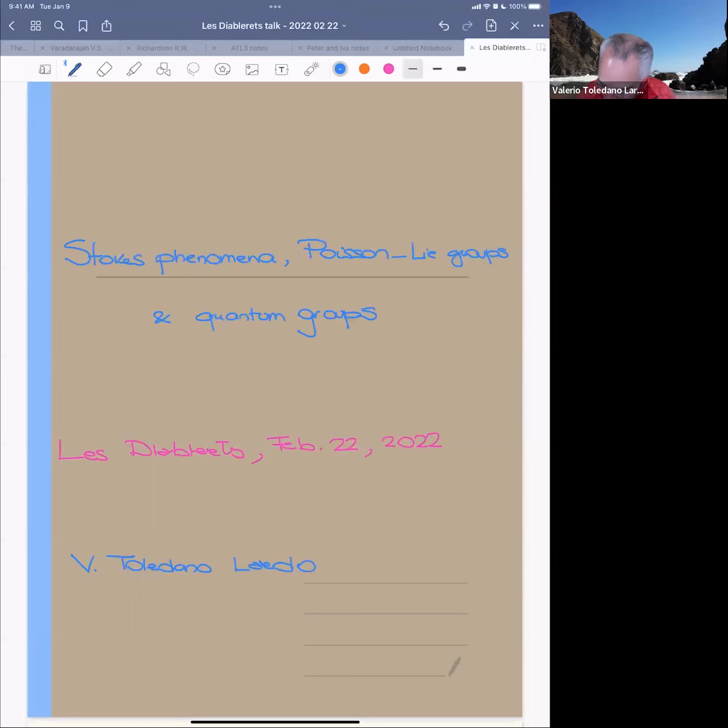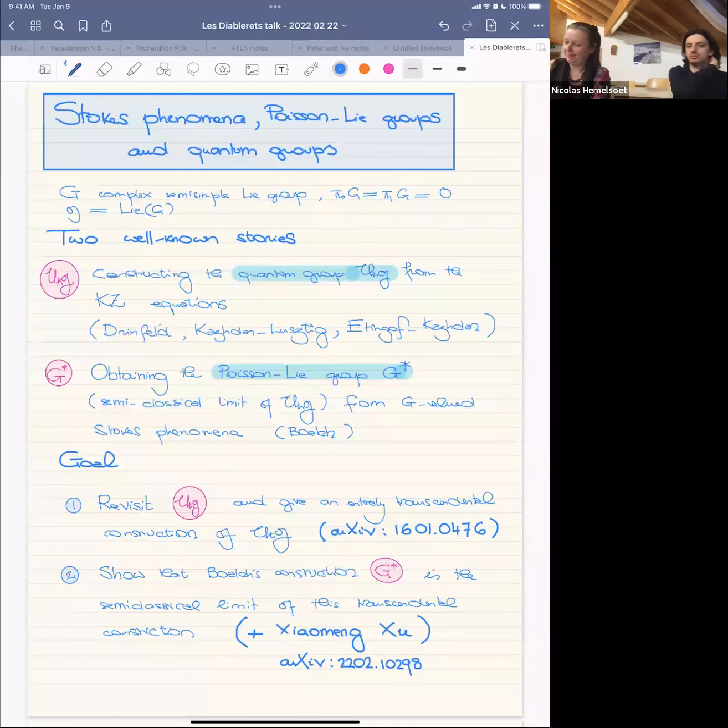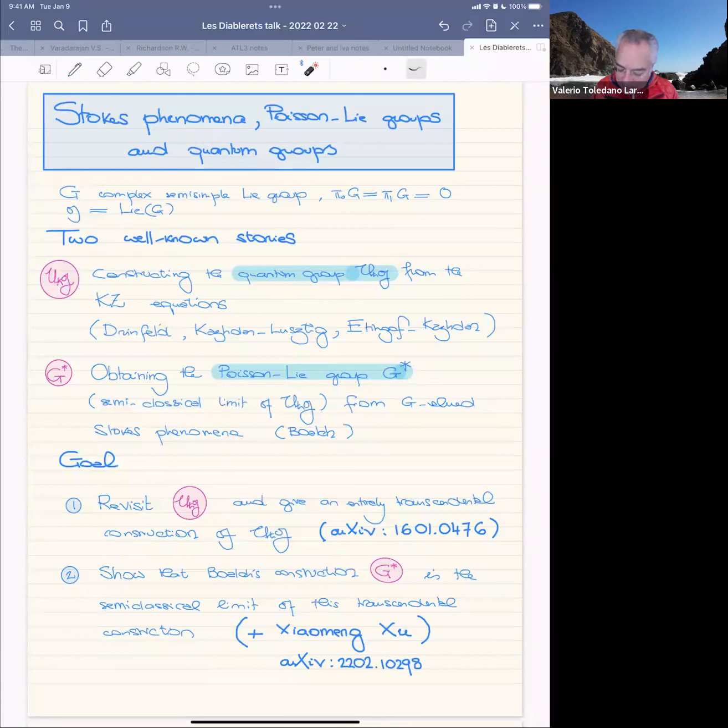So yes, what I'm going to tell you about, I'm going to start by reminding you of two well-known stories. One is the construction of a quantum group from the Knizhnik-Zamolodchikov equations, and this is a very old story. Another, slightly more recent, but still not super recent, is a construction by Phil Boalch of the semi-classical limit of the quantum group, namely the Poisson Lie group, the dual Poisson Lie group G star, from Stokes phenomena. And then I want to explain two things.